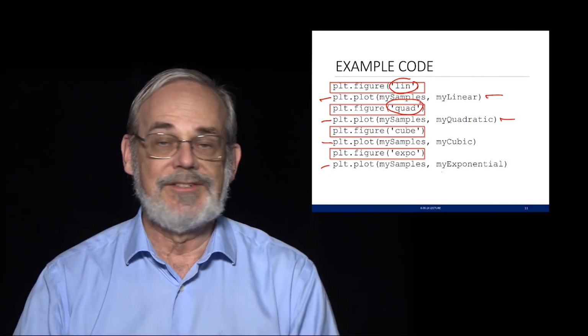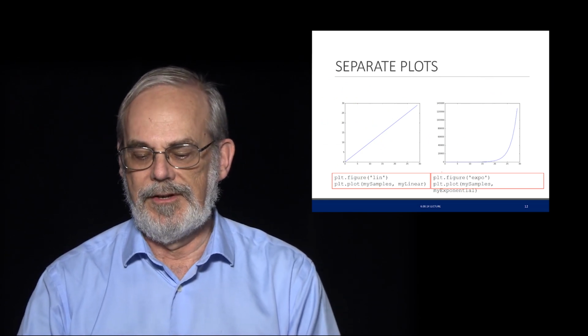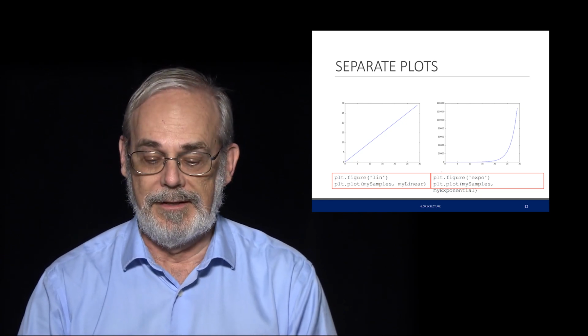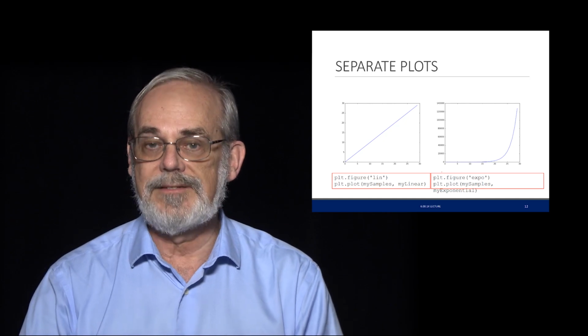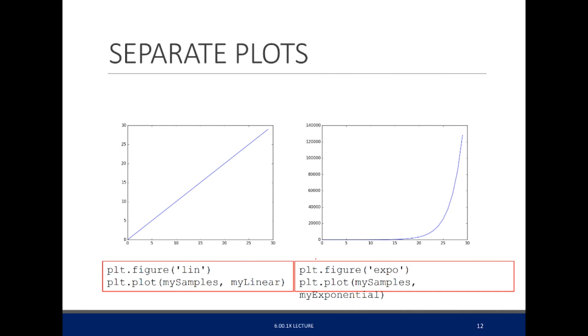So that lets us then see things like this. Here, calling plt.figure of lin opened up a window or graph with the name lin, inside of which I plotted my samples and my linear. And I get that nice graph of a straight linear line with the range only going up to 30 because that was the maximum size of something inside of that graph.